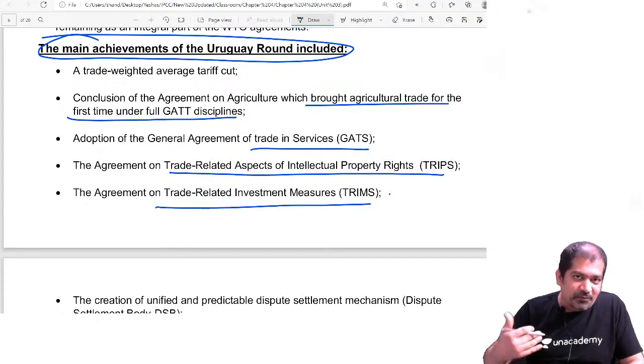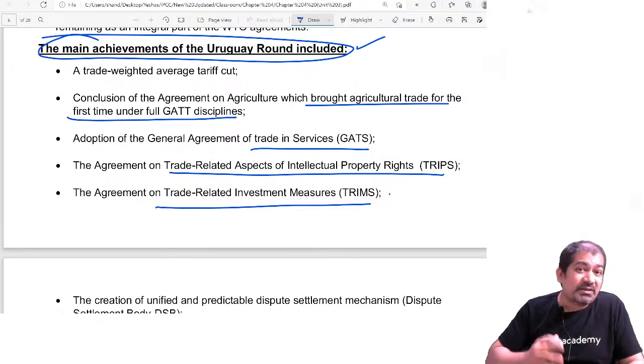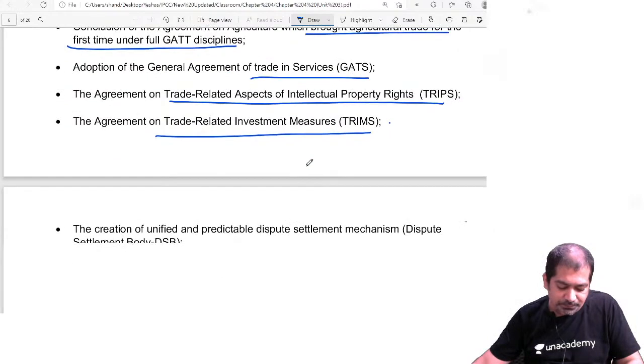So don't you think, if you know the difference between GATT and WTO, you can also mark it as the achievement of the Uruguay Round? Because what is the Uruguay Round? It tries to take away the inconsistencies or negativities of the GATT and transform it into the WTO.